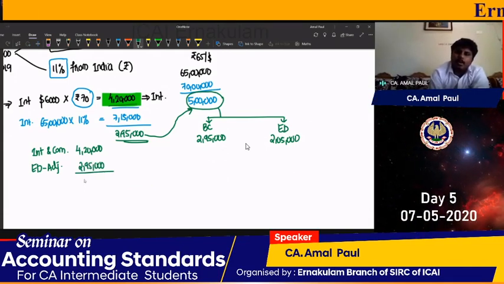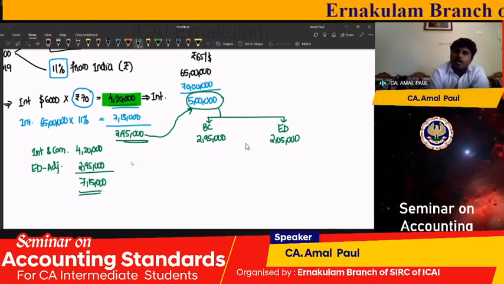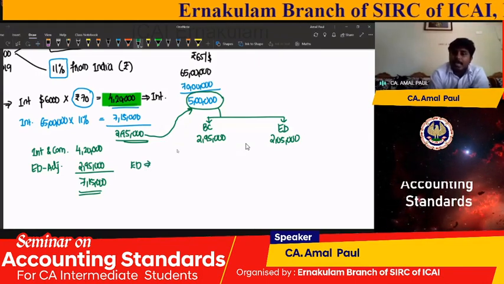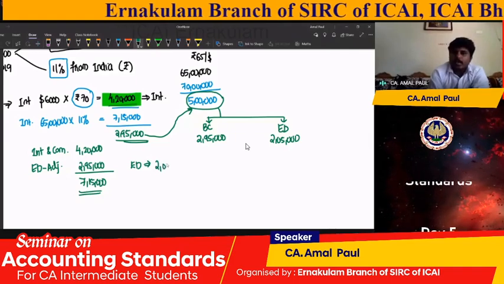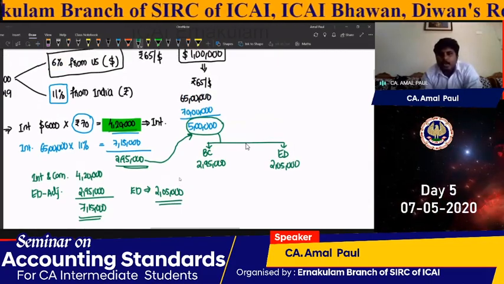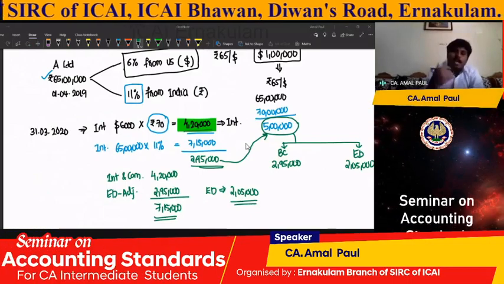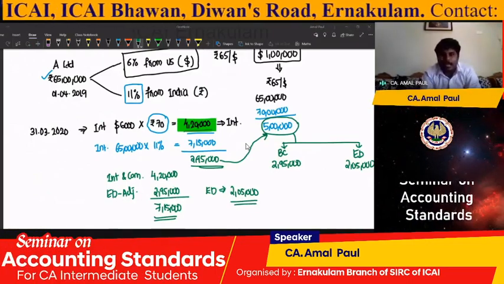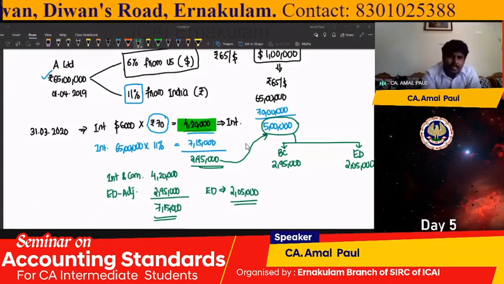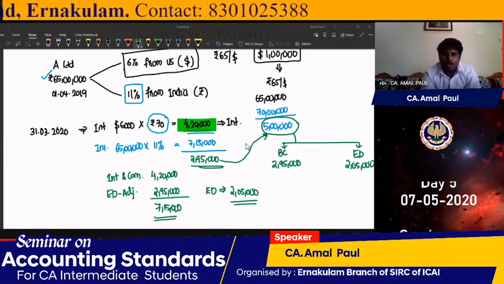In total, your borrowing cost will be 7,15,000. And you will also take the exchange difference as per AS 11 as 2,05,000. So this is the way in which you will record this in the books. You will record it because you had saved 2,95,000 rupees by way of interest, but at the same time, due to this borrowing, you had incurred some loss also.